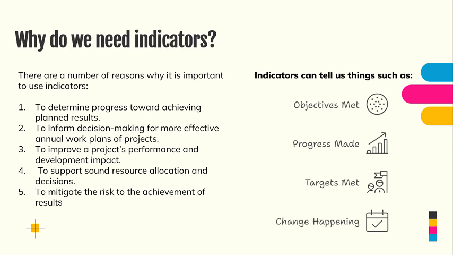If you have a project and the indicator is showing it has already hit the target, you're going to slow down your activity for that project or for that indicator, which is what we mean by support sound resource allocation. You're not going to spend more money on that because you've already hit your target. Indicators are telling you that you've hit your target, so there's no need for you to continue doing that kind of work. The fifth one is to mitigate risks to the achievement of results. Now, indicators can tell us whether we've met our objectives, whether we're making progress, whether the targets are being met, or whether there's change that is actually happening in that community.